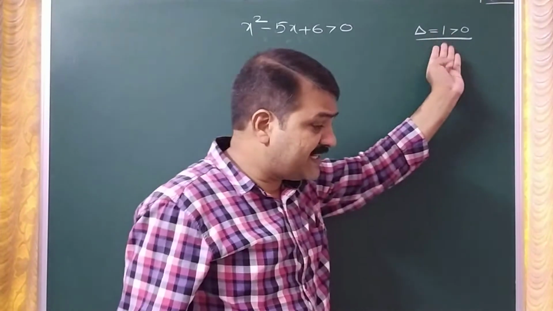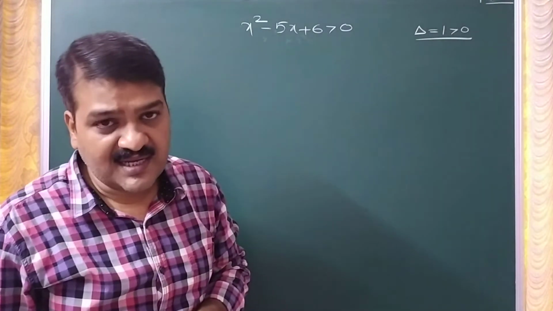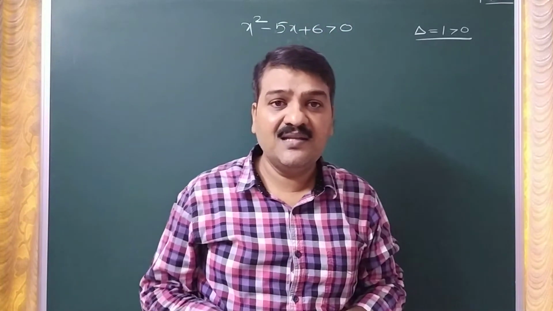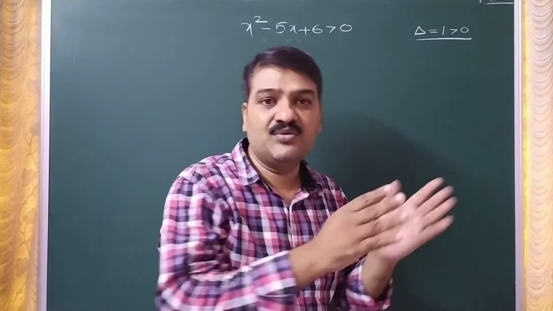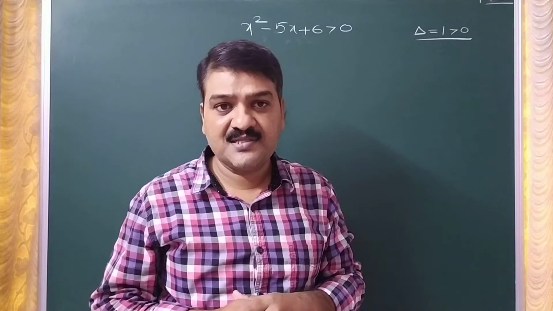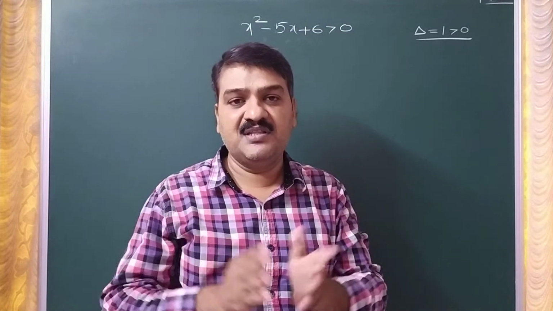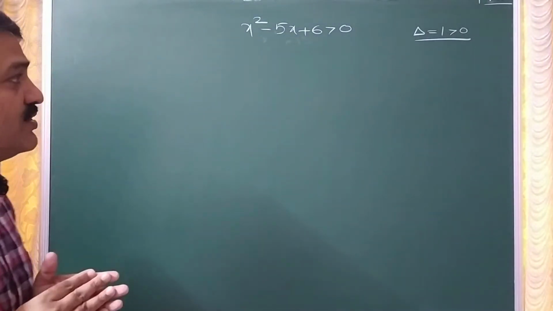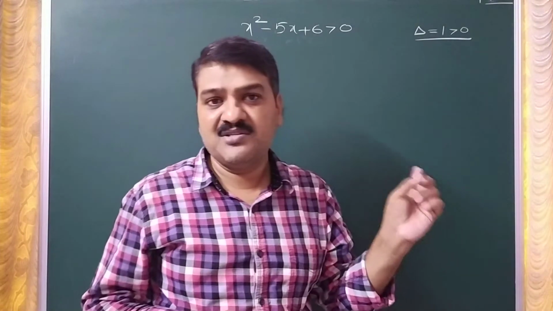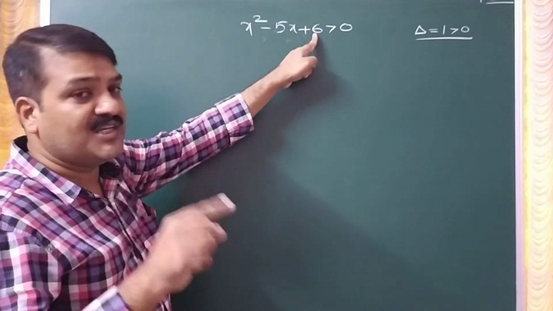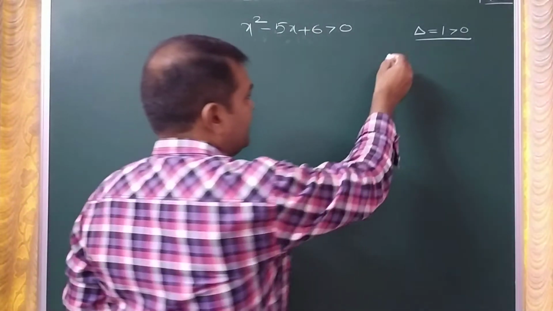When delta is greater than 0, we discussed that we will find the roots of this quadratic, and if x lies between the roots, the coefficient of x squared and the expression have opposite signs. If x does not lie between the roots, they have the same signs. So this is the concept we are going to apply here. Whatever discussion we are doing depends on roots only. So for x squared minus 5x plus 6 equal to 0, we have to find the roots.